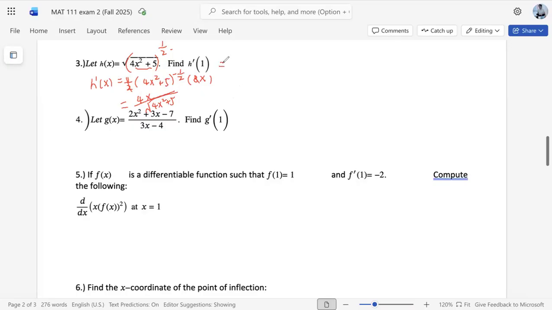Then we want to evaluate at 1. So 4 times 1 is 4. Square root of 4 times 1 squared is 4, plus 5. Well, 4 plus 5 is 9. Square root of 9 is 3.